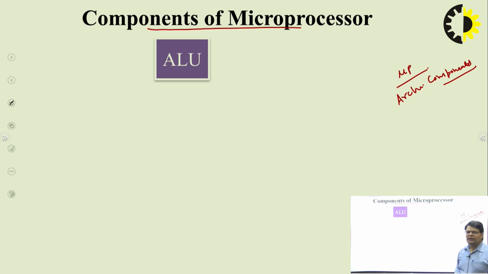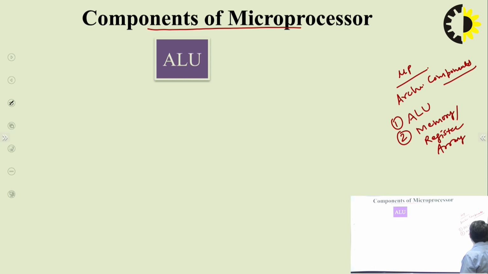That is, in any microprocessor, three architectural components will always be available. These are: ALU, arithmetic logical unit. Second component is memory, also known as register array. And third is control unit, CU. So in any microprocessor, three main architectural components, namely ALU, register array or the memory, and control unit will always be available.